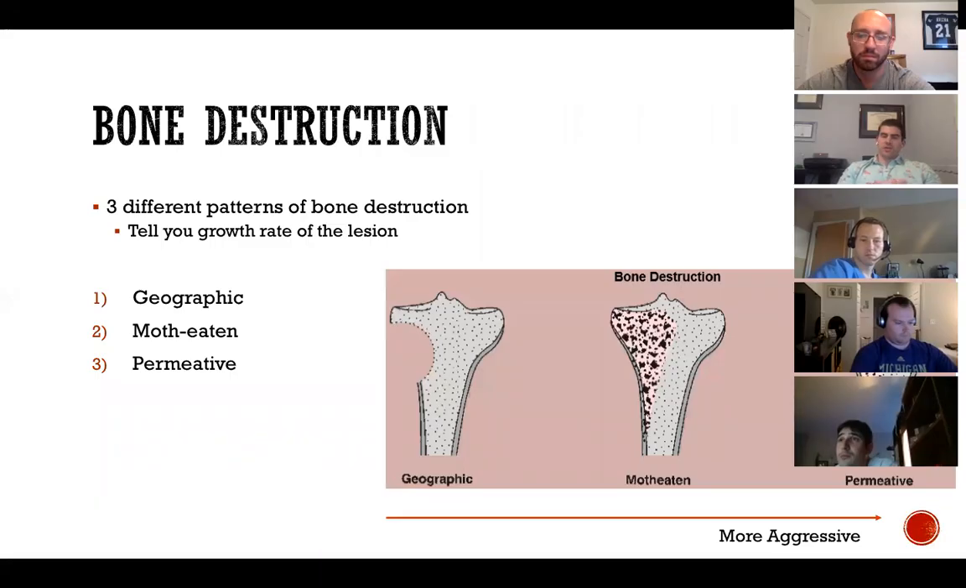So bony destruction, just firming up some of what we talked about. We talked about a geographic pattern. We talked about a moth-eaten appearance, which is what Joe was getting at a little bit, and then more of a permeative pattern. We can go through lots of charts that look at the different types of presentations, but just being able to recognize these distinct categories gets you pretty far.